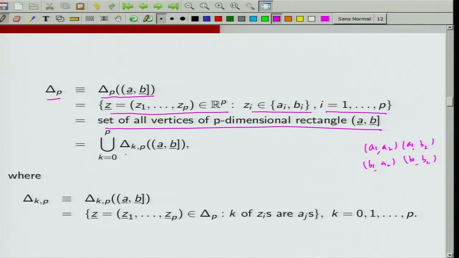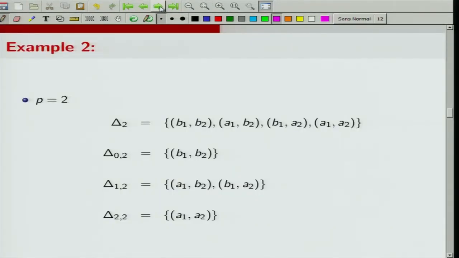Although I know that the ith coordinate is ai or bi, how many of them are ai's is determined through Delta_k^p. So, the set of all vertices of the p-dimensional rectangle (a, b] is the union over k = 0 to p of Delta_k^p(a, b), where Delta_k^p(a, b) is the set of vertices where k of the zi's are ai's and p minus k of the zi's are bi's. To see this, let us consider the example of p equal to 2. Delta_2 is the set of all vertices: (b1, b2), (a1, b2), (b1, a2), (a1, a2). So, you see the first coordinate is a1 or b1 and the second coordinate is a2 or b2.